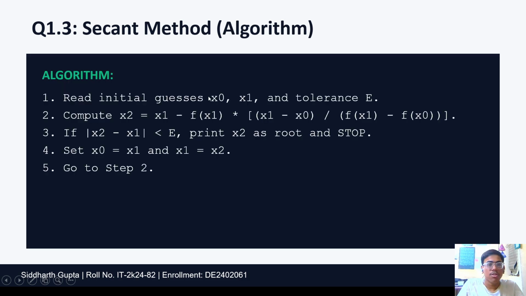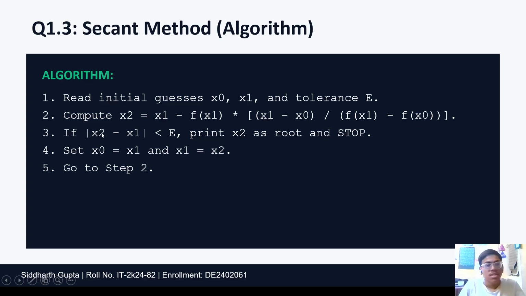For the secant method, the algorithm: read the initial guesses x0, x1, and tolerance e. e is again 0.0001. Then we will compute x2. x2 will be x1 minus f(x1) into (x1 minus x0) upon (f(x1) minus f(x0)).